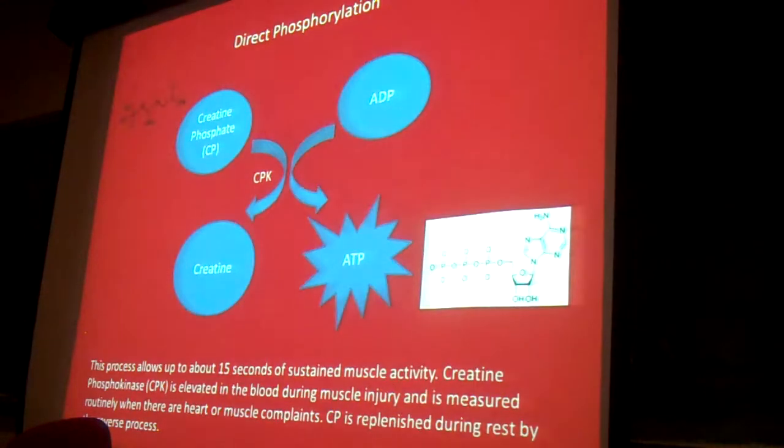Then we talked about receptors and the little PBS, the energy sources.